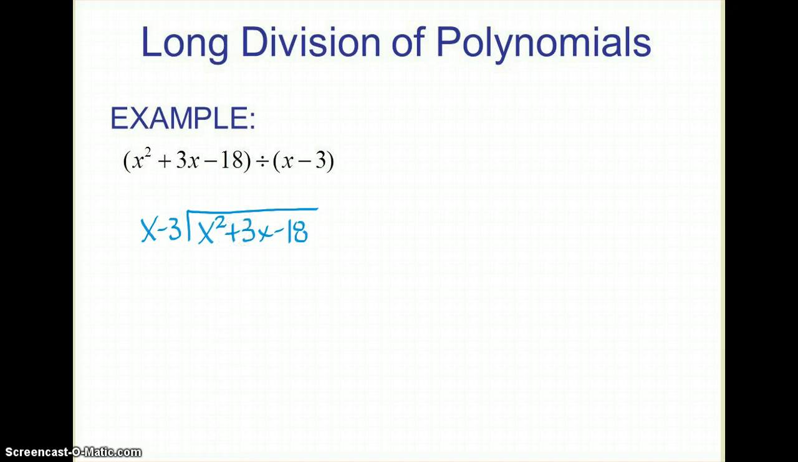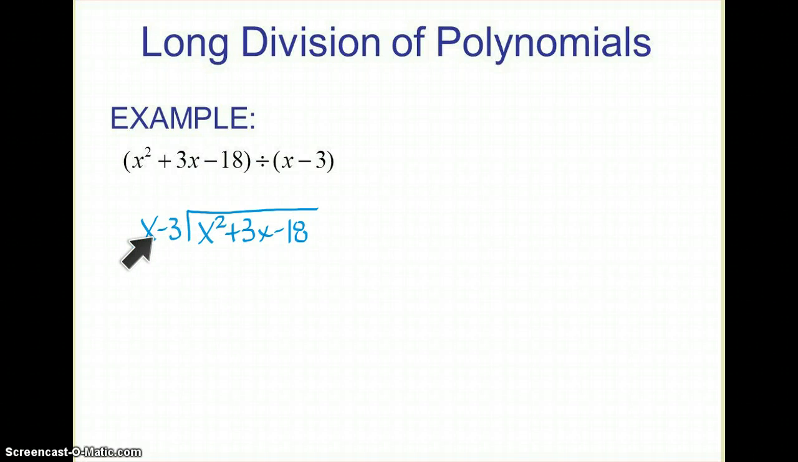Kind of like I do with my other long division, I'm not going to worry about the whole thing at one time. I'm going to worry about making my x, the first part of my binomial here, into x squared. That's the only part I'm going to concentrate on. Whatever happens with the latter part of my polynomial, the minus 3 part and the 3x part, we'll just deal with as it goes.